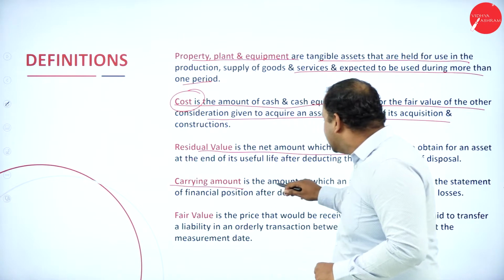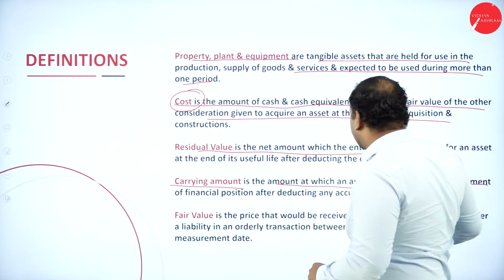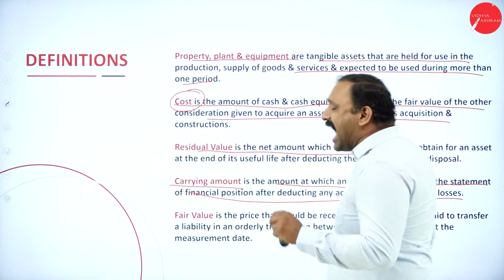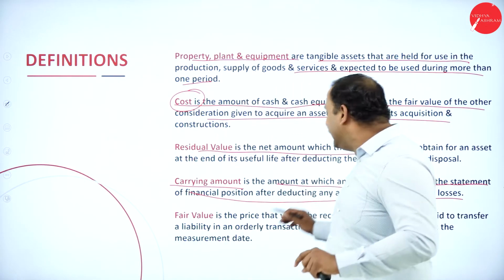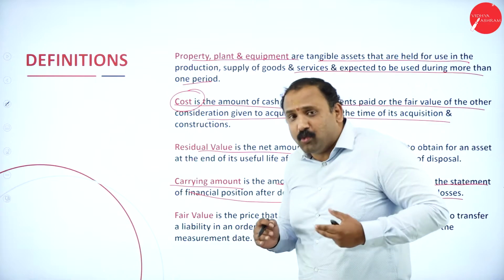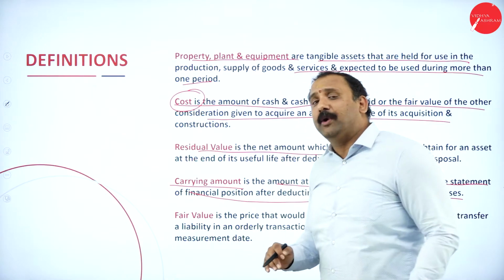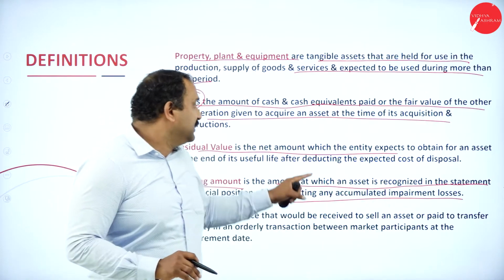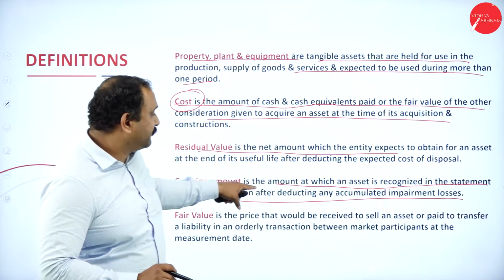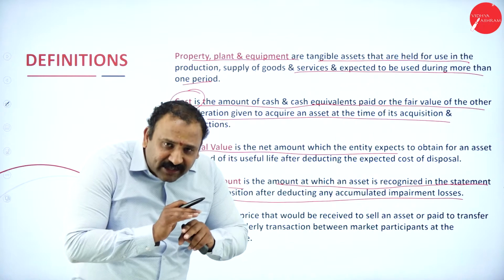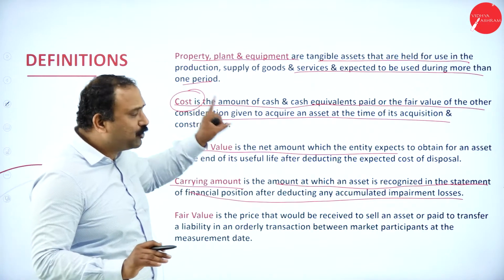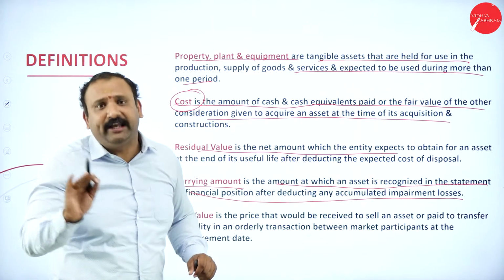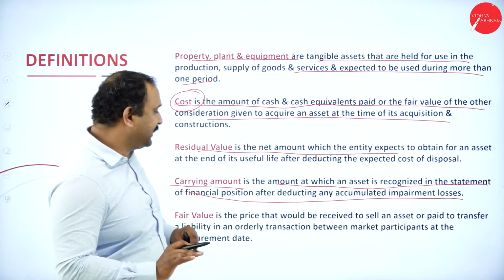Carrying amount is the amount at which the asset is recognized in the statement of financial position after deducting any accumulated impairment. So what is the carrying amount? When you carry forward an asset or a property, that is the recognized statement of the financial position after deducting any accumulated losses that has been taken forward. So after deducting all the accumulated losses, then you will see the carrying amount.